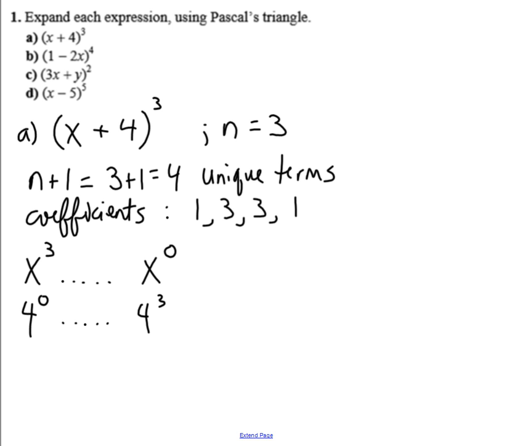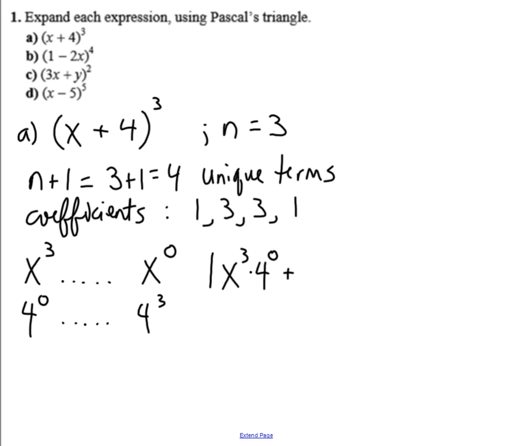Now, the advantage or benefit of using Pascal's triangle, we don't have to actually do the distribution or the expansion. We can predict the values of the terms. What are the terms going to be? Well, the first term is going to have a coefficient of 1. It's going to have a power of 3 on x, and it's going to have a power of 0 on 4. Well, 4 to the 0 is 1, so we don't really need to include that, but just to illustrate the pattern of the exponents, we'll include it.